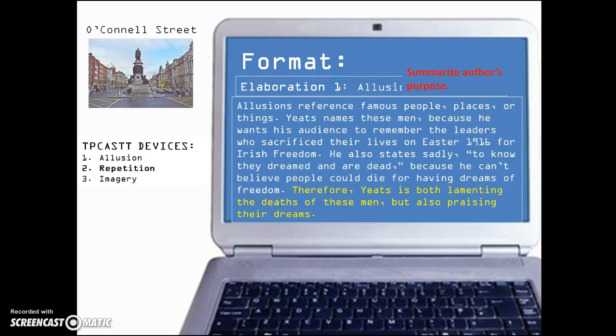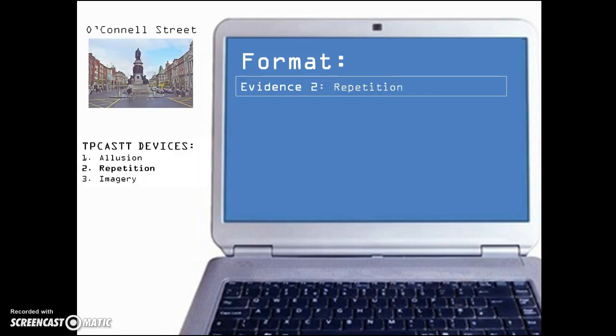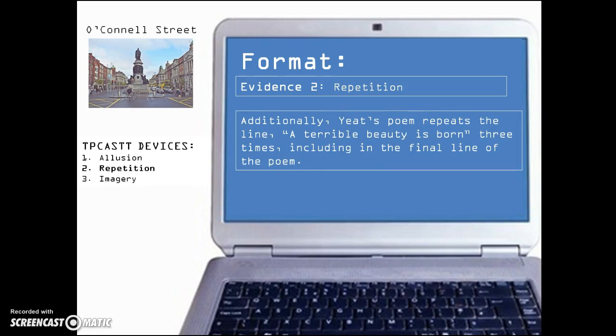Now go ahead and pause and write an elaboration section of your own. When you're done with the elaboration, you can move on to your next piece of evidence. So my second piece of evidence, based upon what my topic sentence said, is going to be about repetition. So I might write, additionally, Yeats's poem repeats the line, "A terrible beauty is born," 3 times, including in the final line of the poem.